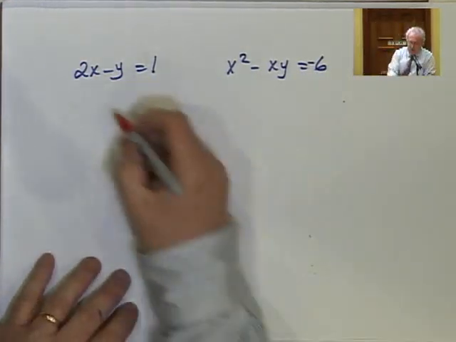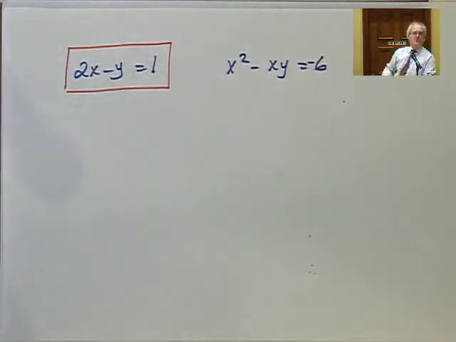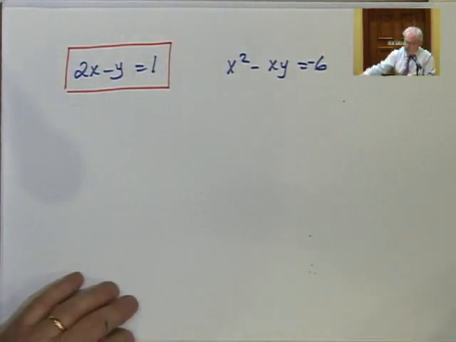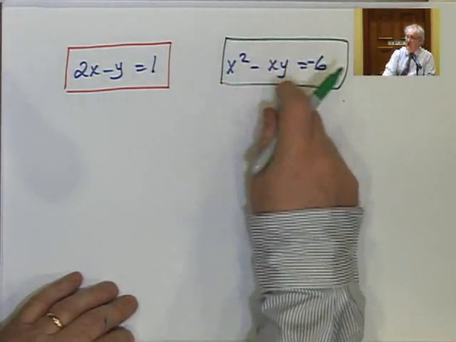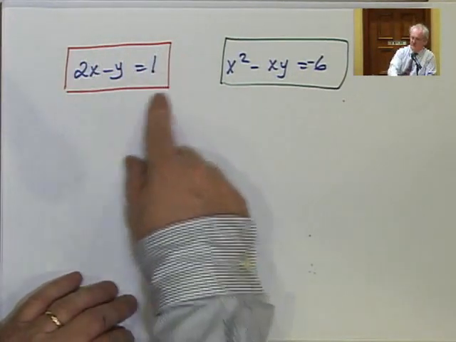So one of them is linear. By linear we mean that there's no x squareds. The highest power is 1. This is nonlinear because it has an x squared in it. And this looks messier. So what I'm going to do is tidy up this bit first.